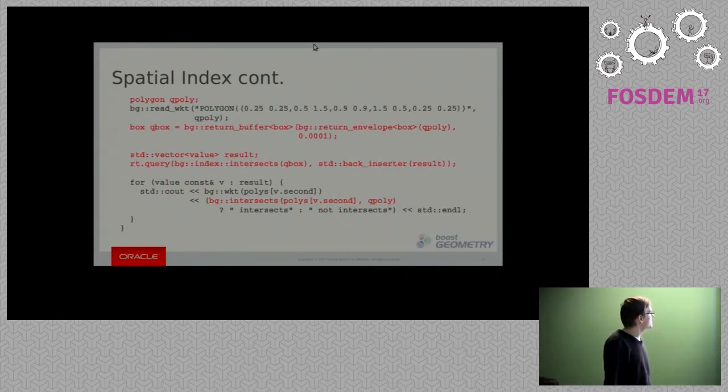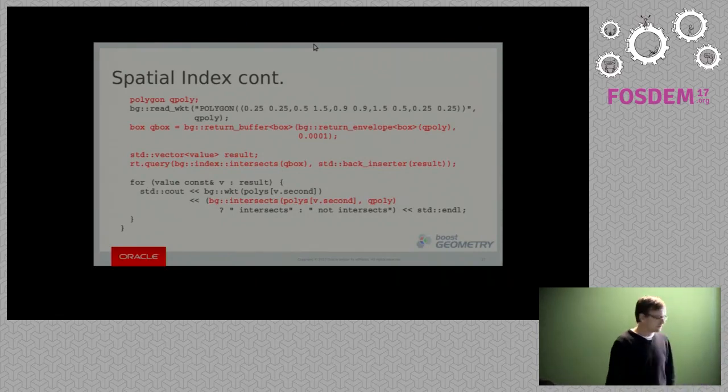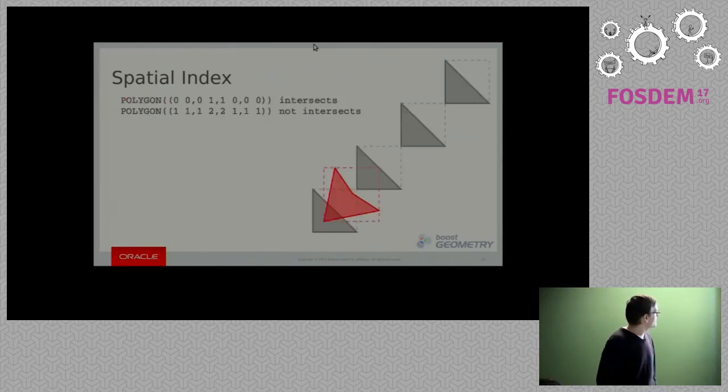As for the query, here's the query polygon filled with data. I'm returning its envelope, expanding it a little bit with the buffer function, and then performing the query, storing the result in a vector of values. Then for each value in the result, I'm printing first the WKT of the corresponding polygon, and then if it intersects the original query polygon, the word intersects, otherwise not intersects. Yeah, so as you can see, two polygons have to be checked, and one of them intersects, and another one doesn't intersect the query polygon.